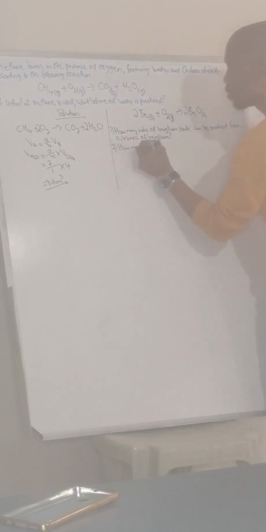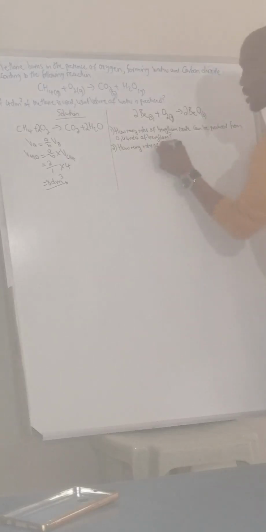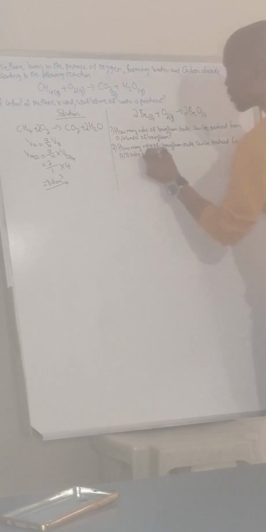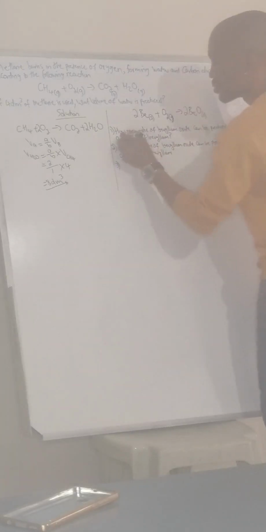The second question: how many moles of beryllium oxide can be produced from 0.71 moles of beryllium?